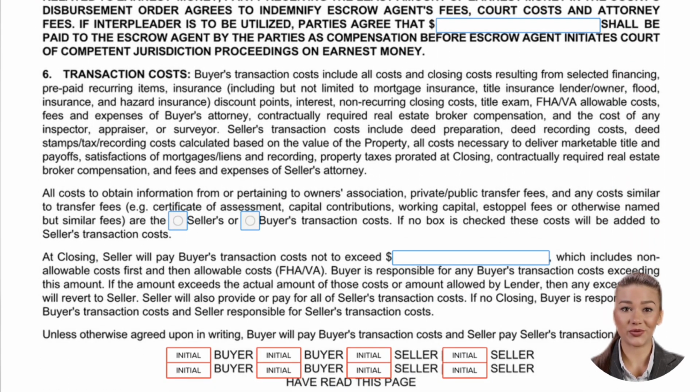Section 6 is where you will find language regarding the buyer and seller transaction costs. You will also state who will pay any public or private transfer fees. Please note that if no box is checked, this will be the seller's responsibility. If the seller will pay any of the buyer's transaction costs, you will list that amount here.